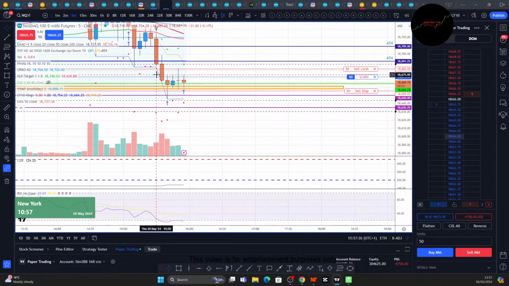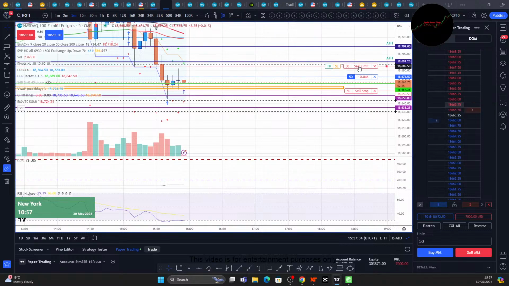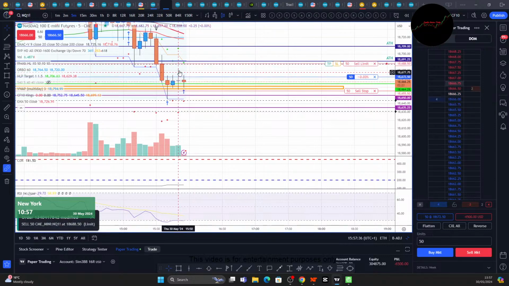So I was looking for that break of this high here for a move back up to these highs up here. Well, if you're looking for a reversal, at least target the open of that candle up there. That way it's a better risk reward.